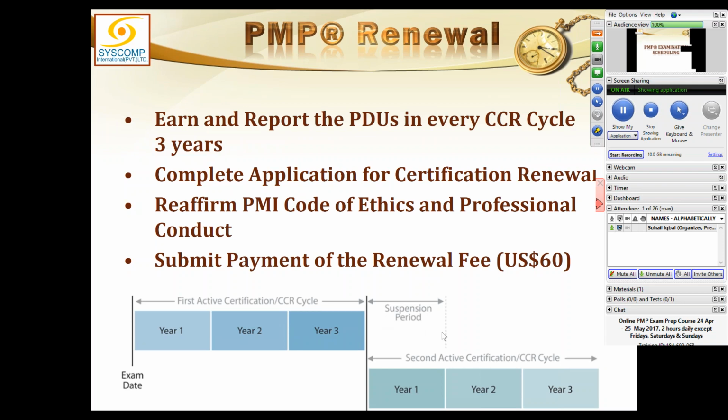If in this period you do that, your CCR cycle will start from the point the previous CCR cycle had ended. It will not start from the point you have paid your subscription or renewal fee. You may have paid your renewal fee by the end of the suspension period, but it will start from the beginning of the year. And then 3 years are given to you again, and after every 3 years, you can keep renewing your CCR cycle and your PMP status will be renewed every 3 years.